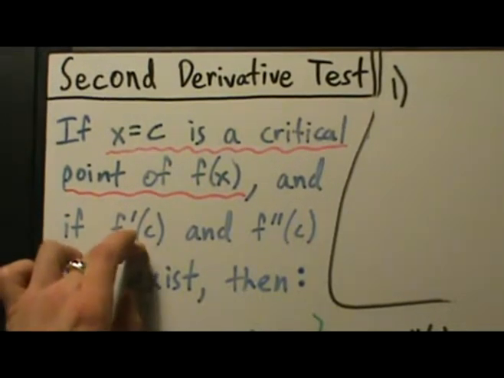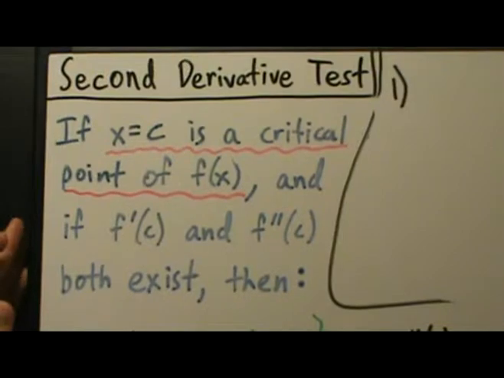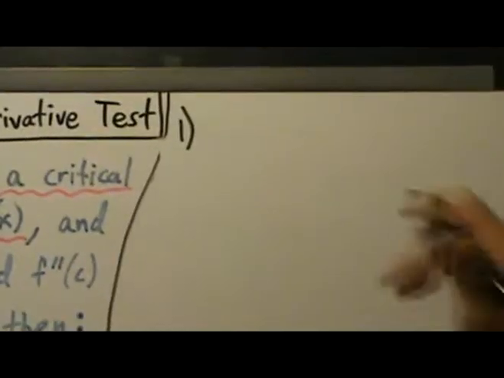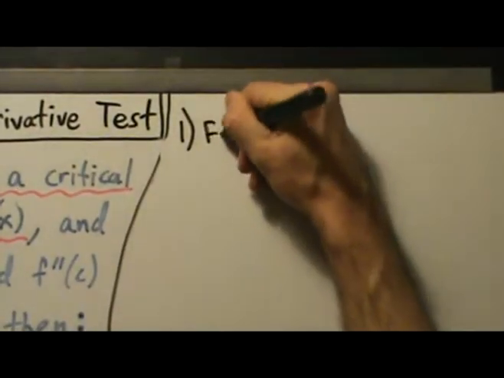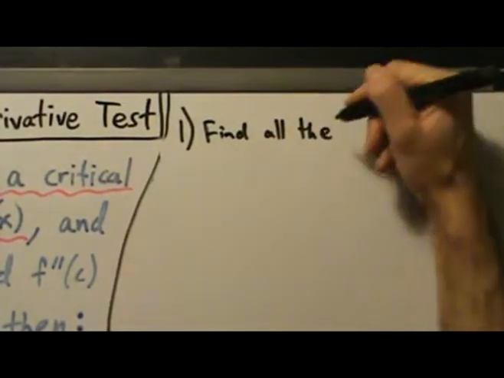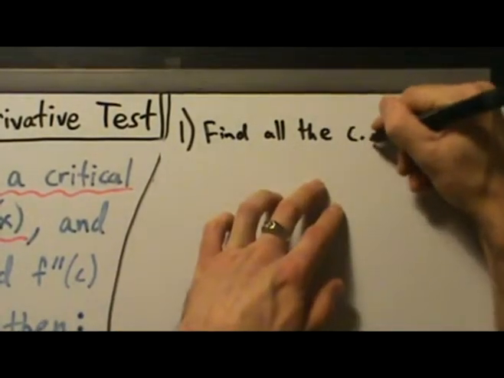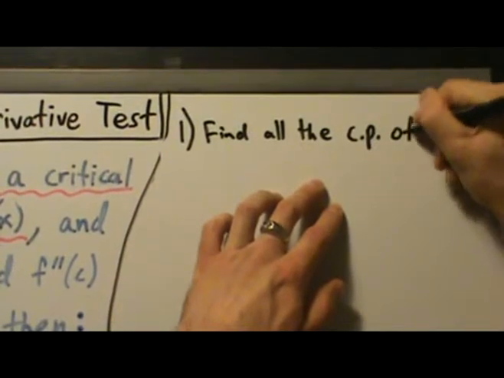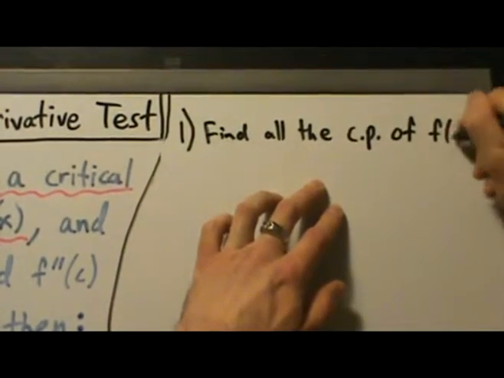Okay, so you're only going to care about where the first derivative is 0. But just to be thorough, find all the critical points, which I'll abbreviate CP, of f of x.